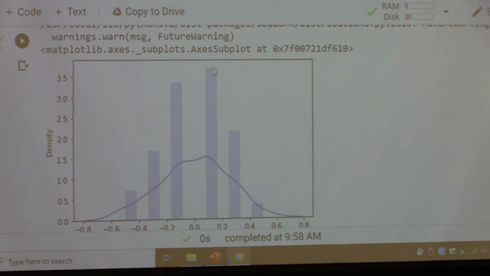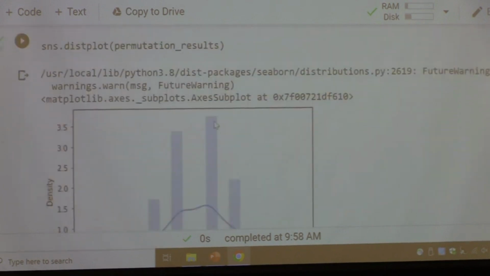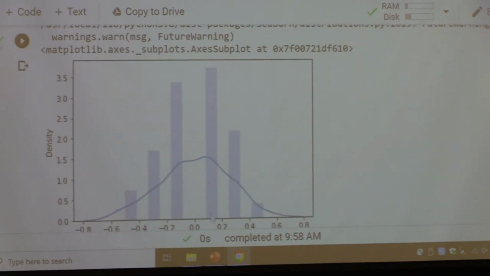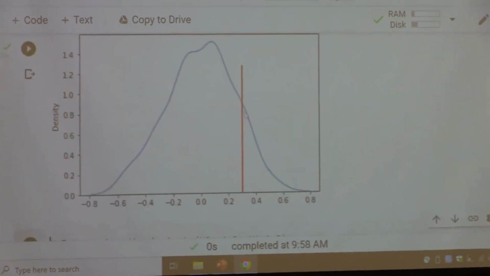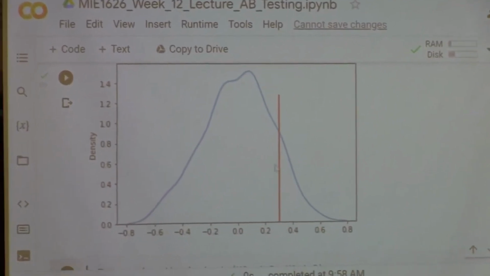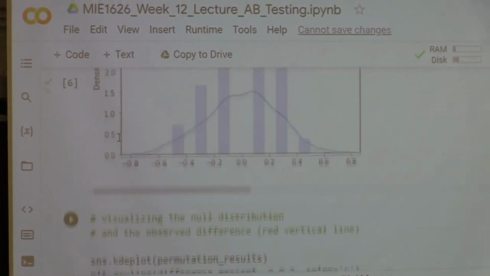So these are the frequencies, right? So here we had 31. So the height of this bar is 31. And then on the y-axis, I'm representing the density of what we get from this histogram. So this is the null distribution. Now it's just a matter of how extreme this line is compared to this null distribution. This is the same null distribution, only the y-axis is stretched a bit. It's the same thing.